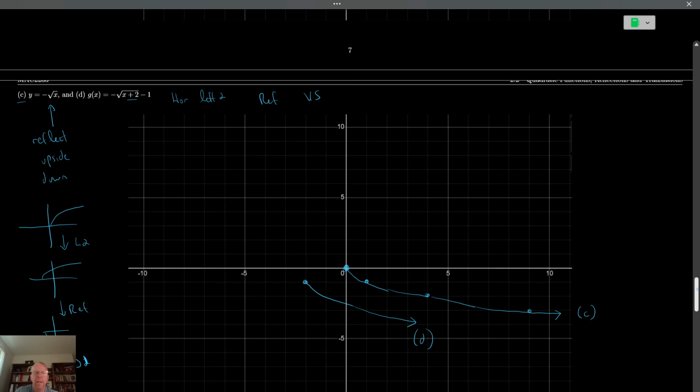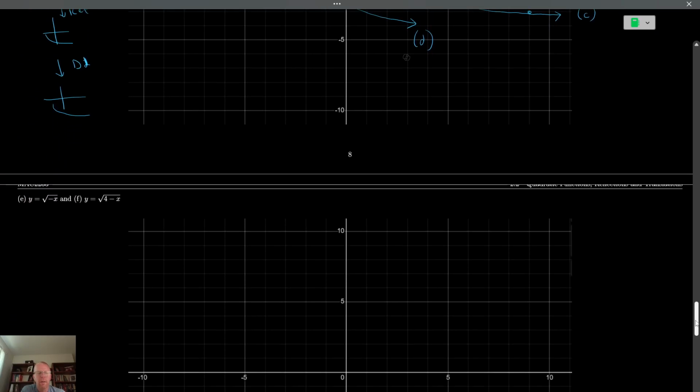When you have multiple of these, this is how I would do it. I would do them in order and just do one step at a time. Don't try to do all of these at the same time, because it's a little bit too much to keep going in your brain, at least for me. Maybe you can do it, but I try to do just one translation or reflection at a time and go from there. Okay, let's see what else we got.